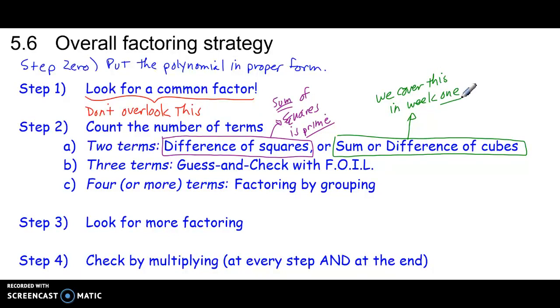So section 5.5 will get covered. You will learn about cubes. But if you don't already know about cubes, that's probably why.